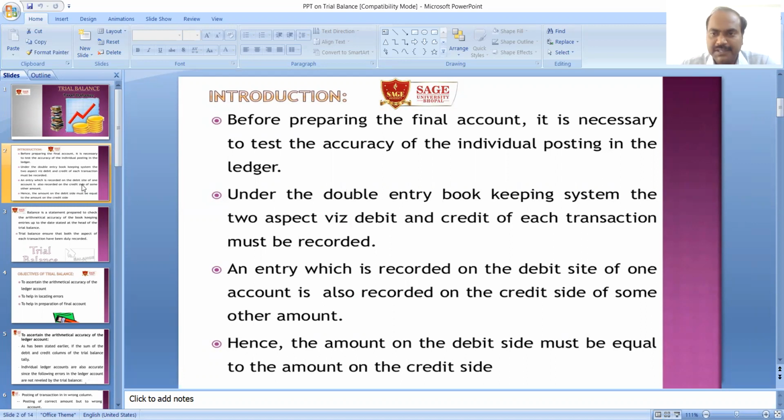Under the double entry bookkeeping system, the two aspects, namely debit and credit, of each transaction must be recorded, and an entry which is recorded on the debit side of one account is also recorded on the credit side of some other account. Hence the amount on the debit side must be equal to the amount on the credit side. If this is not balanced on both sides, we can know that some mistake has happened while posting the entry or writing journal entries. So this is very helpful for us to see that both the debit and credit balances are tallied.